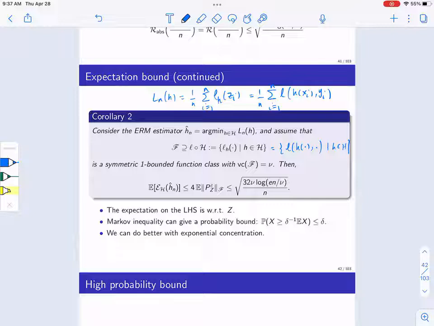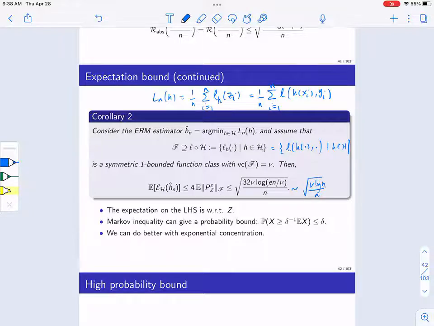And then if this class has VC dimension v, or nu, then the expected excess risk or excess loss of this empirical risk minimizer is bounded by 4 times this Rademacher quantity. And then this is bounded by nu log(n over nu) divided by n. So this behaves like root of nu log n over n. Okay. So this is a bound in expectation. So the expectation is over the randomness in Z.